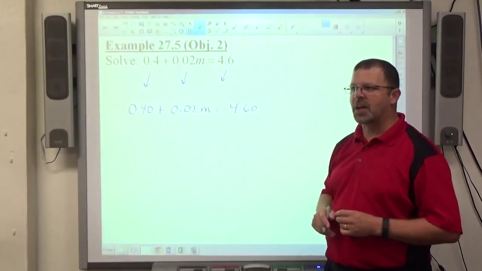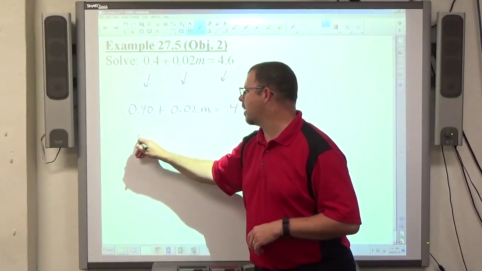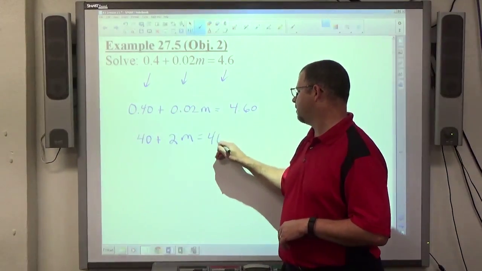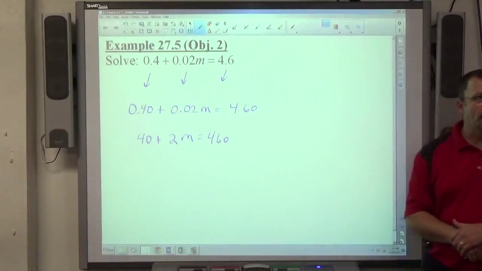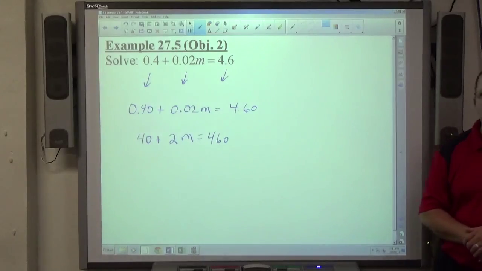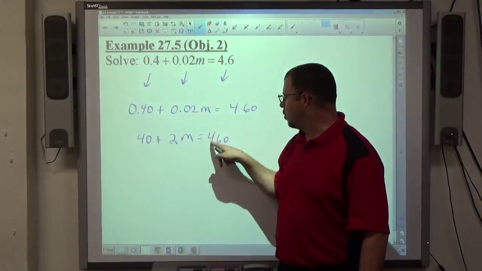Once everything has the same number of decimal places, you can then pretend the decimals aren't even there. So the problem becomes 40 plus 2m is equal to 460. That equation has the exact same answer as the original problem, but you don't have to deal with any decimals in the process. If I want to get m equals, notice I got a 40 plus 2m equals 460.